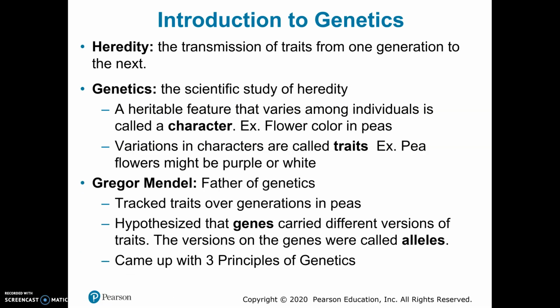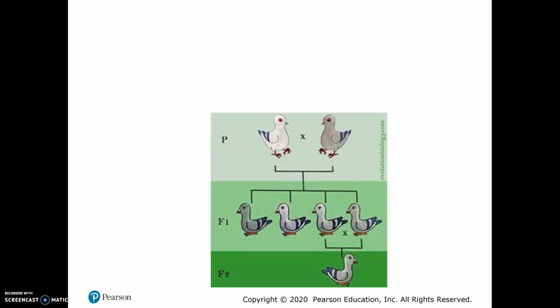So Gregor Mendel is considered the father of genetics because he was the first one that quantitatively tracked traits, meaning numerically, over several generations. And he is the one that figured out, although he did not use this vocabulary, that your genes carried these versions of traits, which we today call alleles. And he came up with 3 principles.